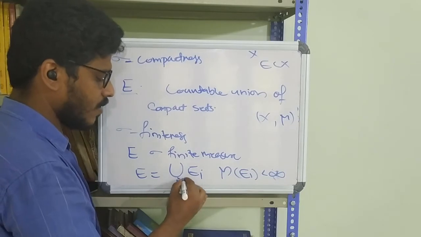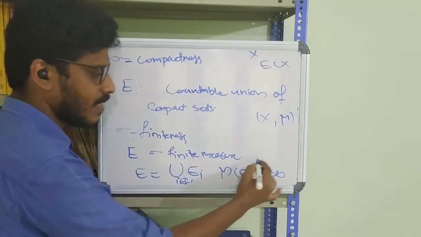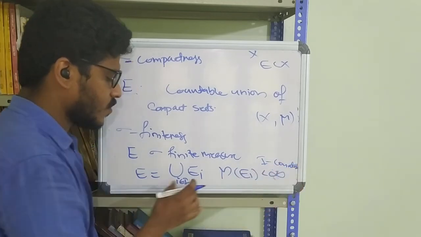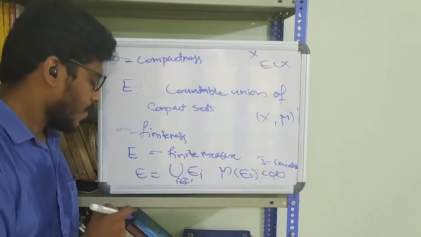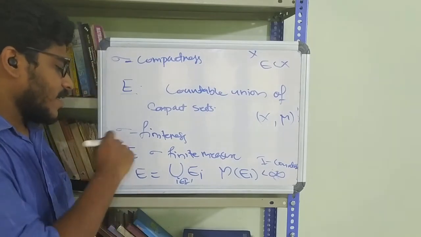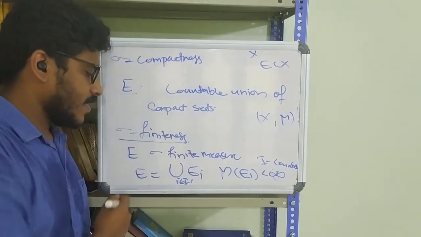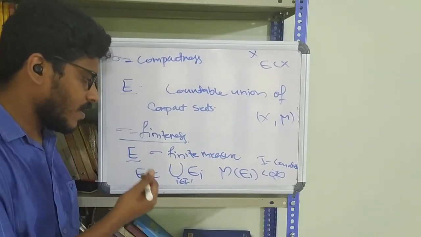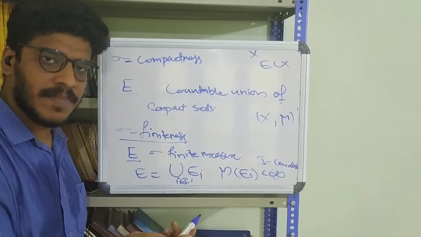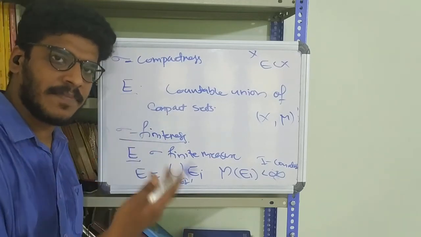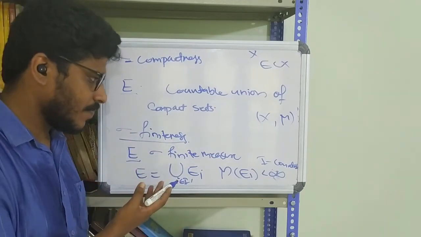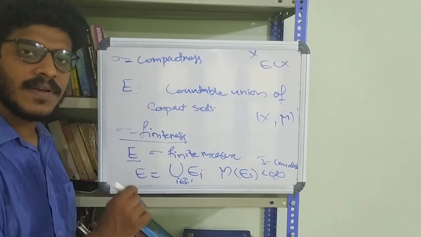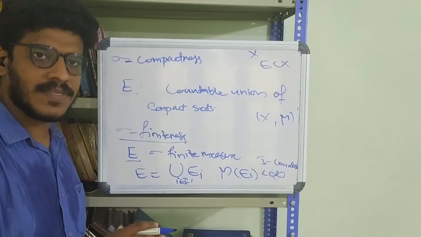I belongs to the indexing set I, where I is countable. So this represents a countable union. So let's recollect. Sigma finiteness means if E is a set in a measure space, then E is said to be a set of sigma finite measure, or E is said to have a sigma finite measure, or simply E is a sigma finite set if E can be expressed as a countable union of sets of finite measures.